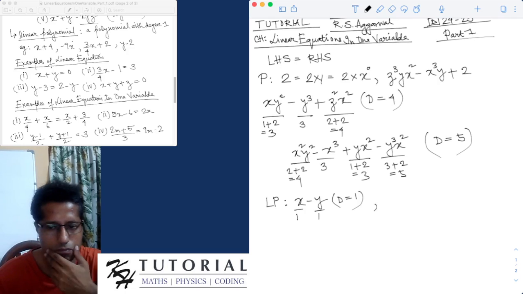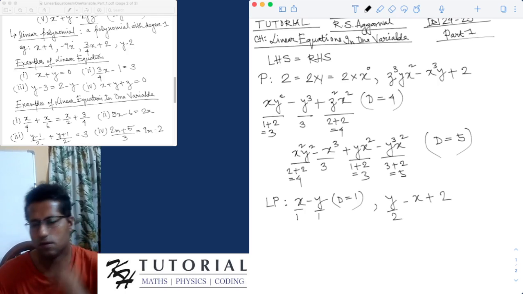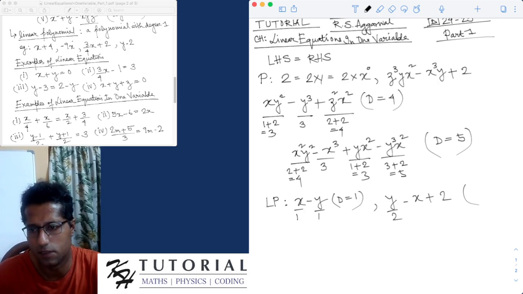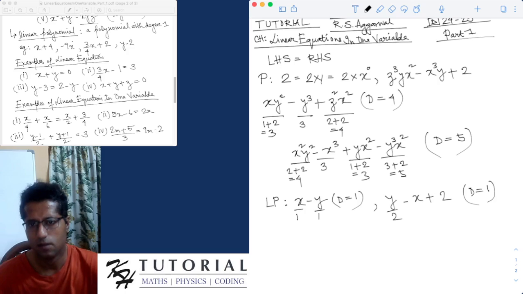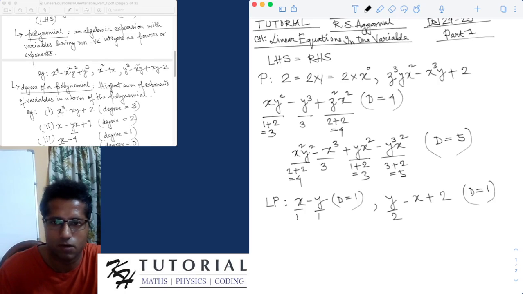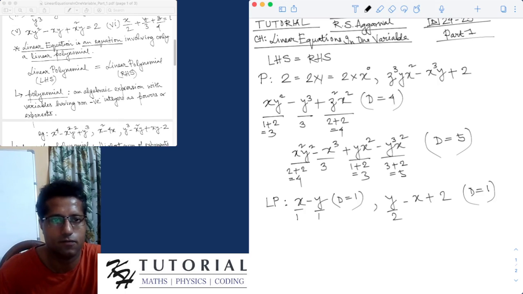Similarly, y by 2 minus x plus 2 is also a linear polynomial because the degree is 1. Any polynomial that has degree 1 is known as a linear polynomial, irrespective of how many variables it has. The degree should be 1. So that is a linear polynomial. Now that you have understood what a linear polynomial is, you should understand what a linear equation is.